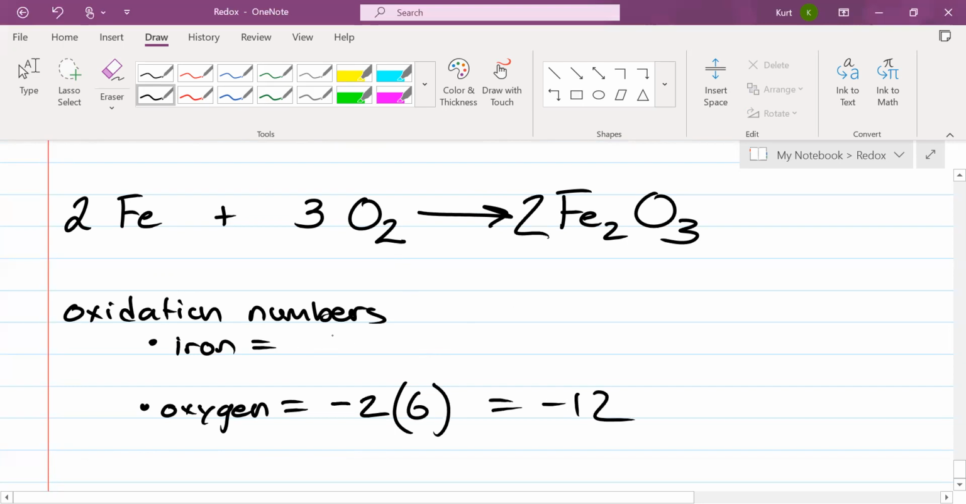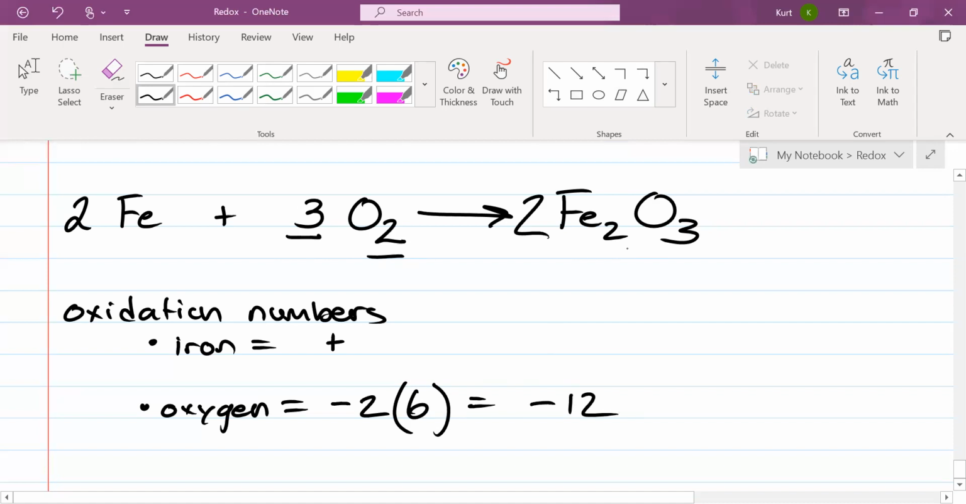And then iron is positive. It's actually 3, guys. I knew that didn't look right. There's 3 O2s. Hold on a sec. 3. No, that was right. I was right the first time. I was thinking of something else. So there are 6. -2 times 6, because 3 times 2 is 6. That's going to be -12.